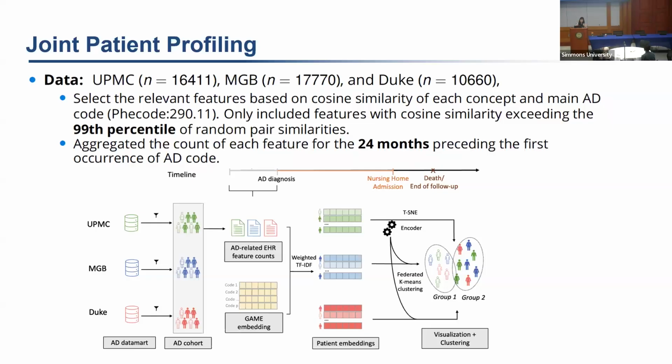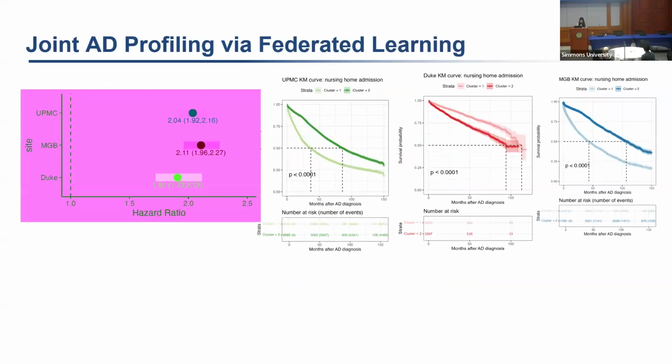We did a federated t-SNE together with k-means. We trained an autoencoder to do t-SNE so that we can do federated t-SNE. But in the end, our goal is to cluster patients into two groups, fast decline and slow decline. And here, I want to show you the results of the 3 institutions.